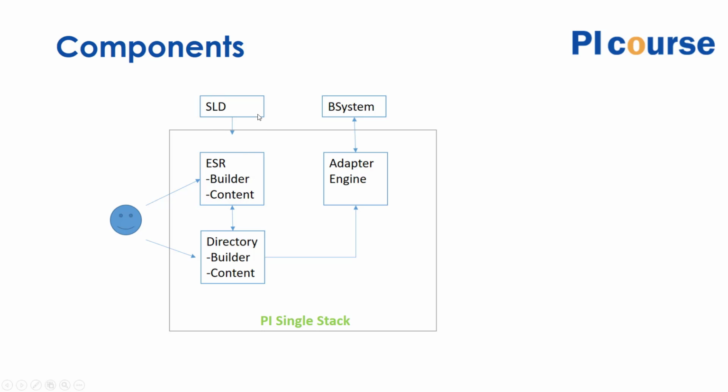We got an SLD, that's a system landscape directory. This information feeds in, and it stores information about what you have in your system and how it works. So in the SLD you have information about what kind of business systems you have, what kind of technical systems you have, and what kind of software components and products you have.